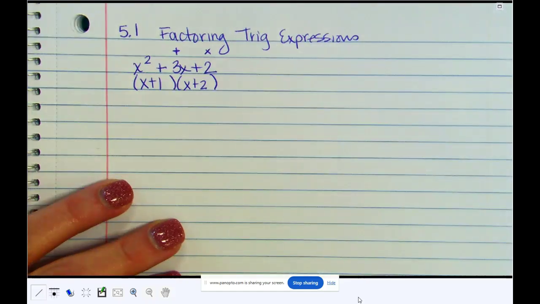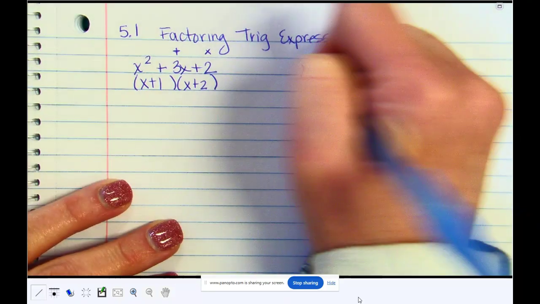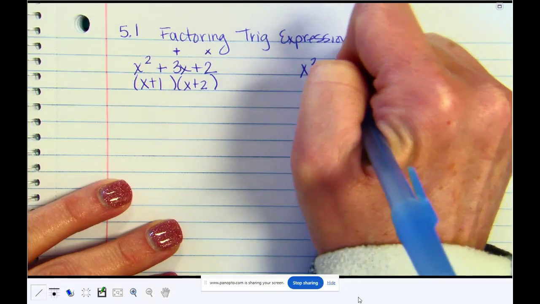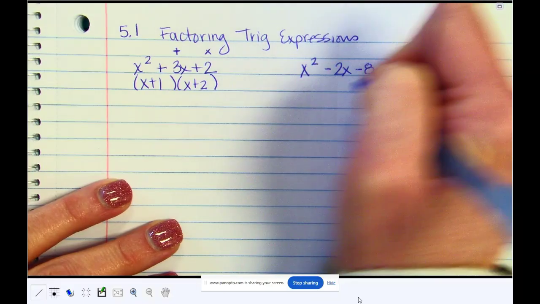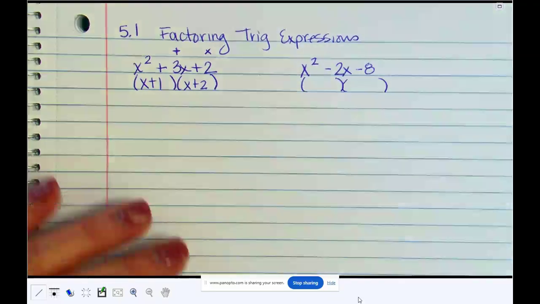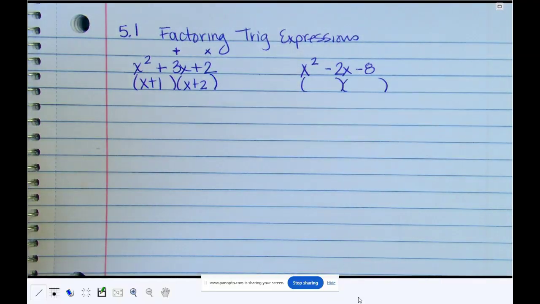Right? That's factoring. So let's have you try x squared minus 2x minus 8. Oh shoot, isn't that negative 4? Good job, good job.